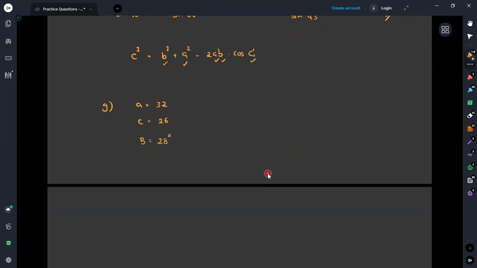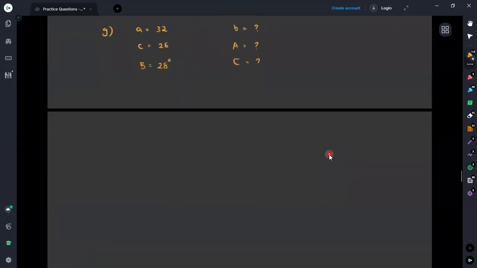Now we know two sides, and still we do not know the value for the angle A, and the value for the angle C is also unknown. Now we need to find all three. If you try to seek the help of the sine rule, we'll see whether it helps us.